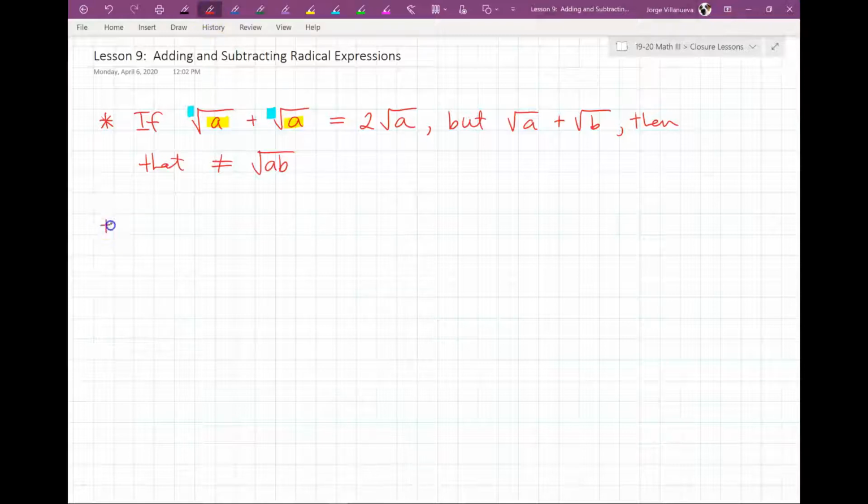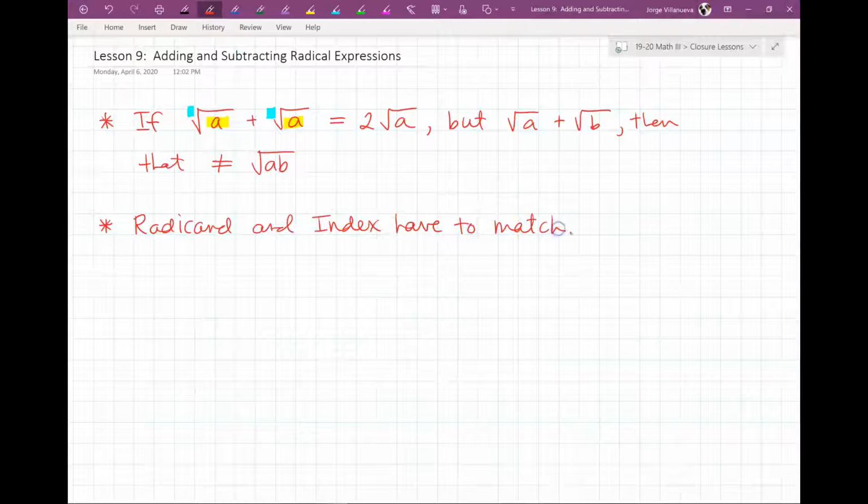So I'm going to put that right here. The radicand and index have to match. Let me put this in blue, like I put right there, and the radicand in yellow like I did up on top.